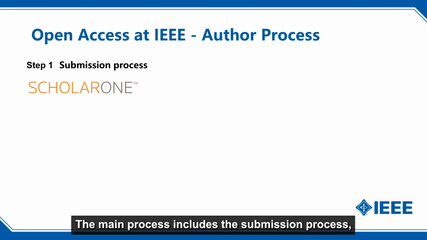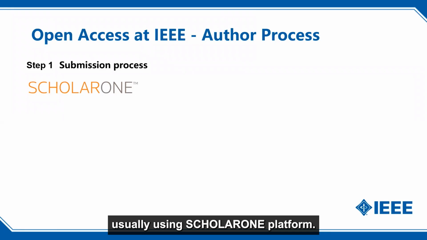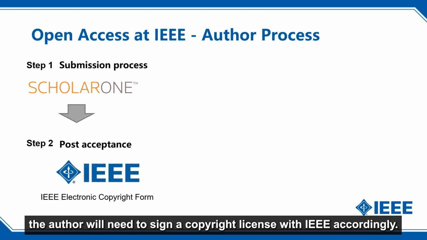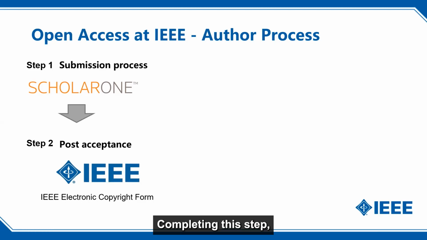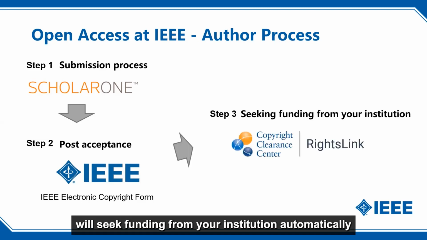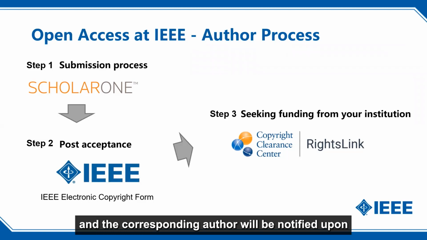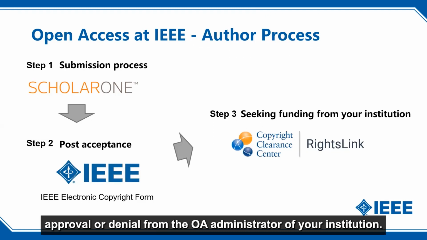The main process includes the submission process, usually using the ScholarOne platform. After acceptance, the author will need to sign a copyright license with IEEE accordingly. Completing this step, the eligible manuscript will seek funding from your institution automatically through CCC, the RightsLink platform. And the corresponding author will be notified upon approval or denial from the OA administrator of your institution.